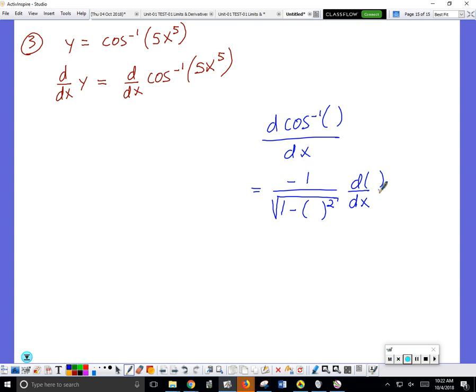So how many knew it was this rule? So applying that, this becomes, this is just dy/dx. You can abbreviate that as y prime if you'd like. This becomes negative 1 over square root of 1 minus the something squared, times d of that same something.